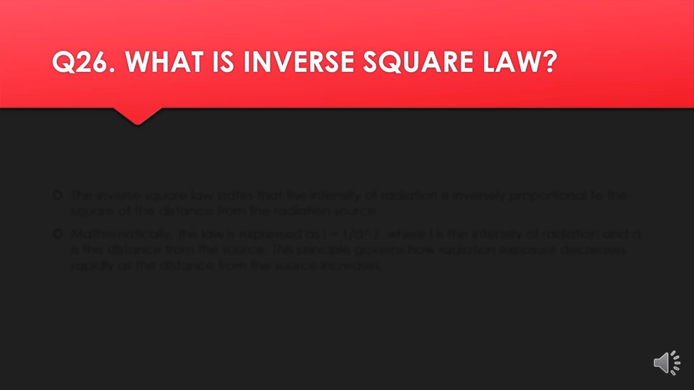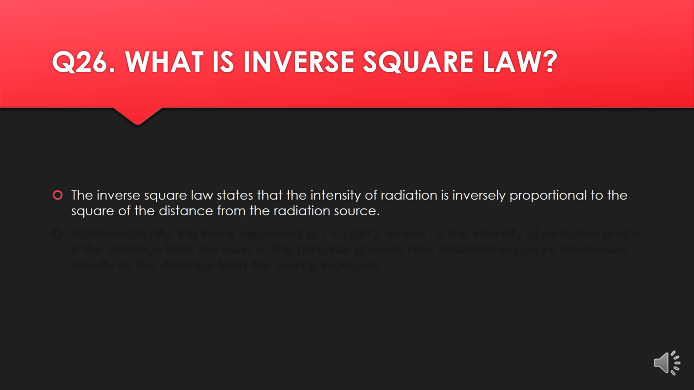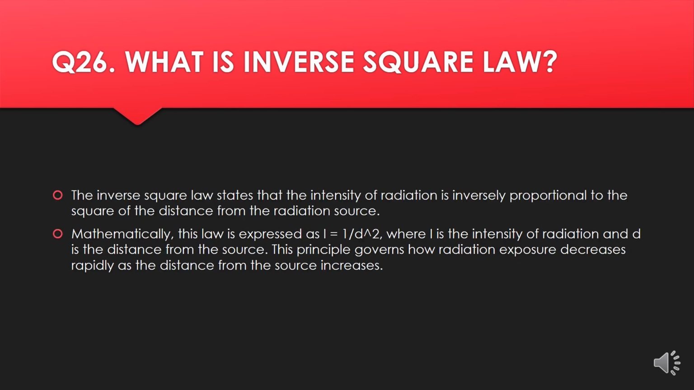What is inverse square law? The inverse square law states that the intensity of radiation is inversely proportional to the square of the distance from the radiation source. Mathematically, this law is expressed as I is equal to 1 by d square, where I is the intensity of radiation and d is the distance from the source. This principle governs how radiation exposure decreases rapidly as the distance from the source increases.